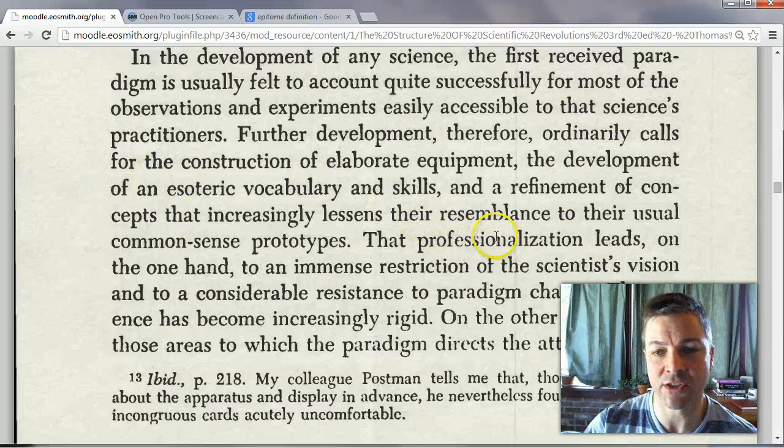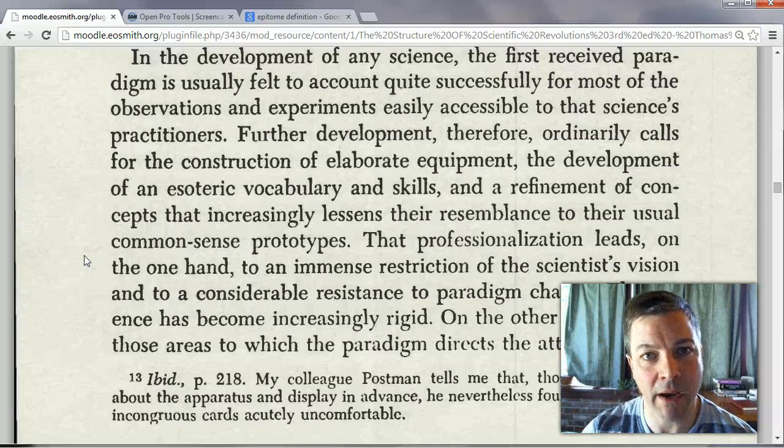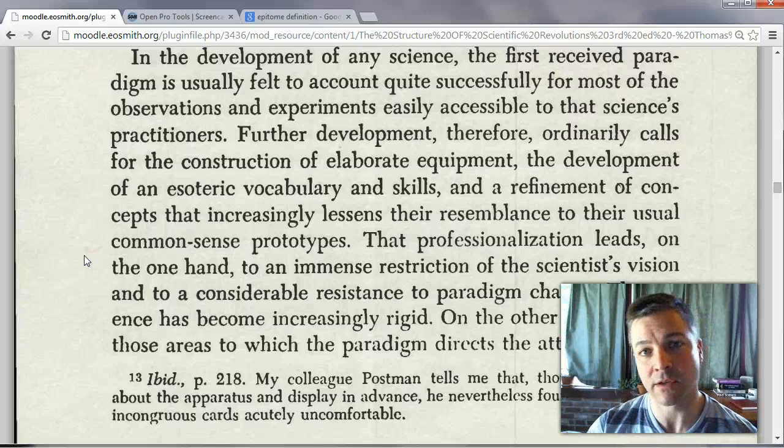That professionalization leads, on the one hand, to an immense restriction of the scientist's vision and to a considerable resistance to paradigm change. Now think about this. People are starting to specialize. They're spending whole careers studying this particular paradigm. That means they're going to be resistant to changing that. When you're 80 years old and you've been working for 60 years in a particular theory, publishing articles, and you're well known, you don't really want to say you were wrong all along. The science has become increasingly rigid.